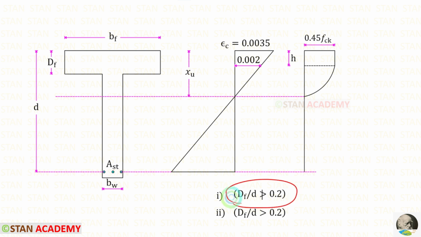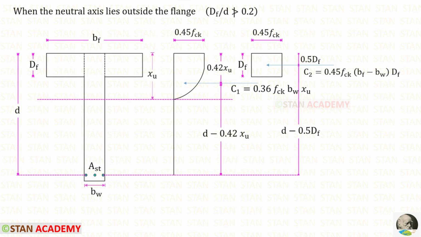First, let us take this condition DF upon d is not greater than 0.2. In this case, we have to take the web as the beam. For the web, it is the stress block diagram. For these two rectangles, this is the stress block diagram. For both of them, this dimension is 0.45 fck. Since there are two stress block diagrams, let us denote the compression forces as C1 and C2.